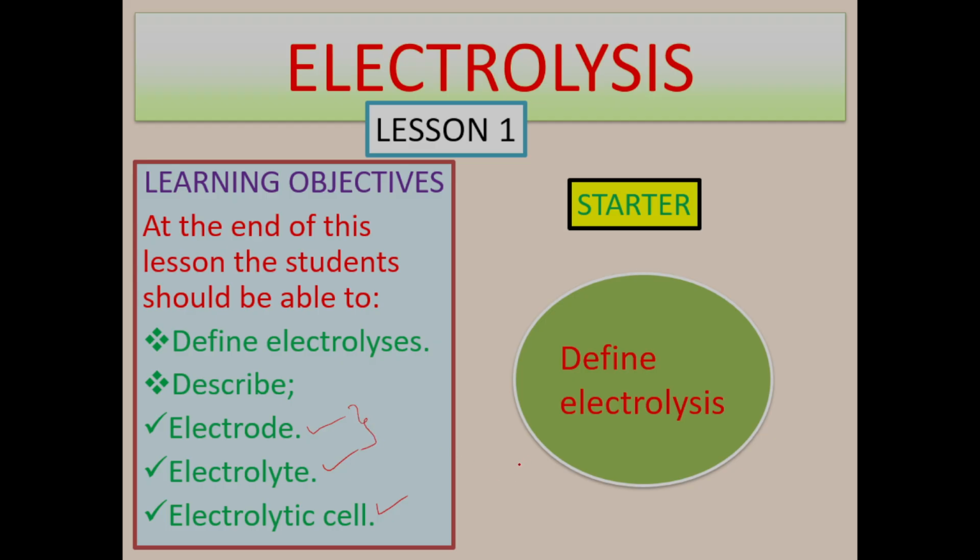So at the end also, we are going to be differentiating between electrodes, which are the anode and cathode, in the process of the lesson. Now let's look at the meaning of electrolysis.